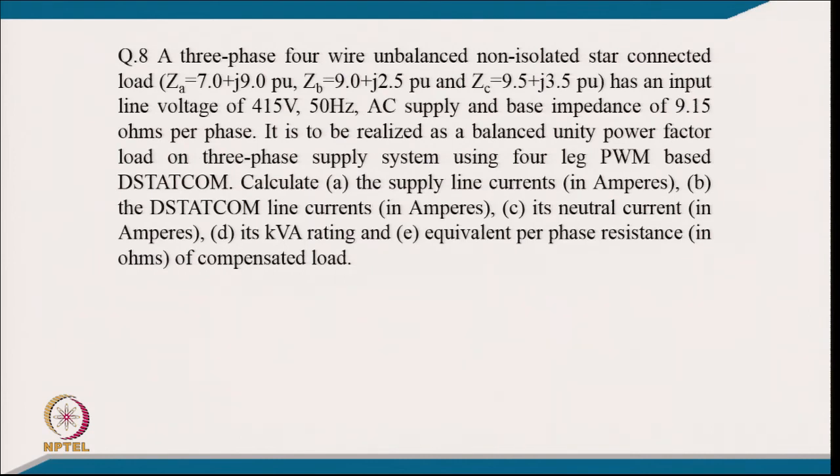Coming to the 8th example, a 3 phase 4 wire unbalanced non isolated star connected load of ZA equal to 7.0 plus J 9.0 per unit, ZB 9.0 plus J 2.5 per unit, and ZC 9.5 plus J 3.5 per unit has an input line voltage of 415 volt, 50 hertz AC supply and a base impedance of 9.15 ohms per phase. It should be realized as a balanced unity power factor load on the 3 phase supply system using a 4 leg voltage source based DSTATCOM.